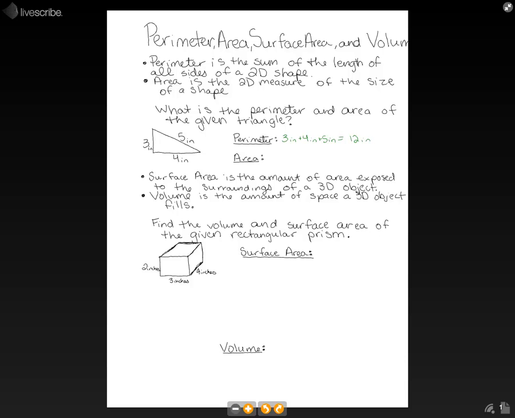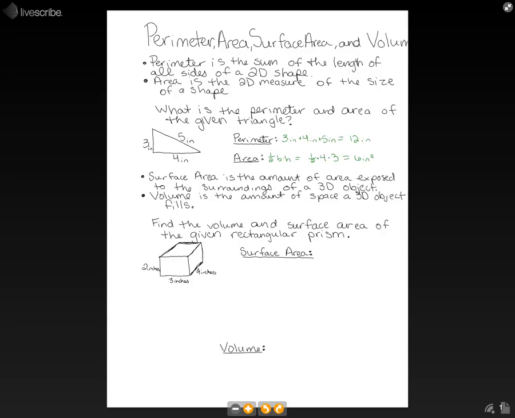Now our area for a triangle is determined by doing 1/2 base times height. Our base in this case is going to be our 4 inches, and our height is 3 inches. So 1/2 times 4 times 3 equals 6 inches squared.